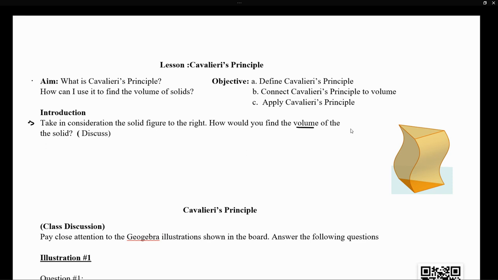Well, the first thing that we notice is that it's definitely not a right solid, because if you take a look, there is some kind of a curvature. So this is not a right solid. So perhaps we cannot use the formulas that we have discussed in the past. So there must be a different way for us to still find the volume of this solid.